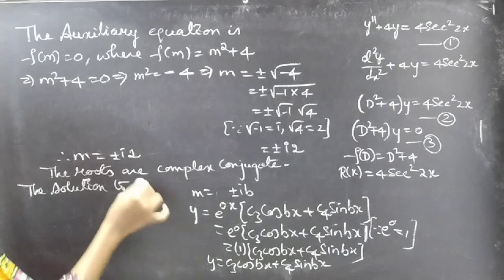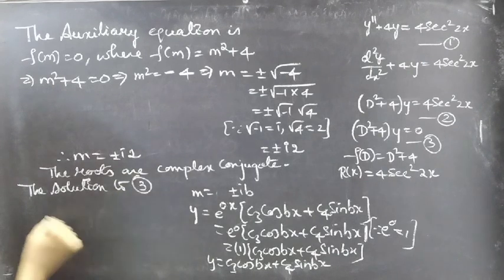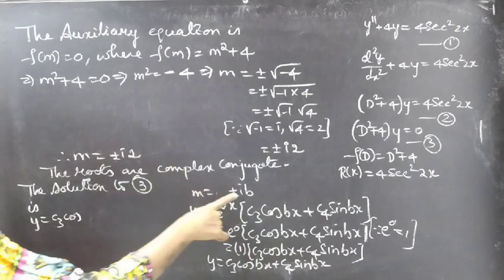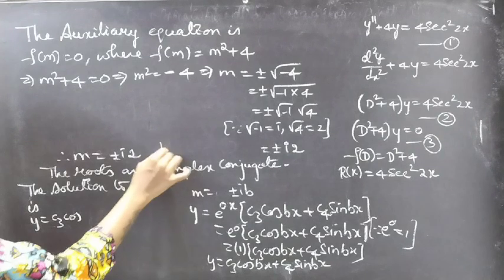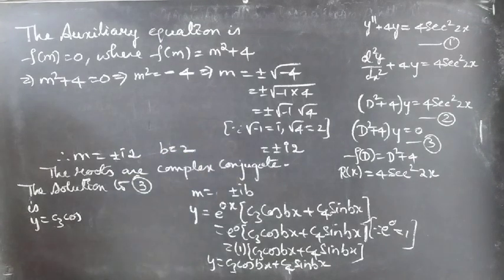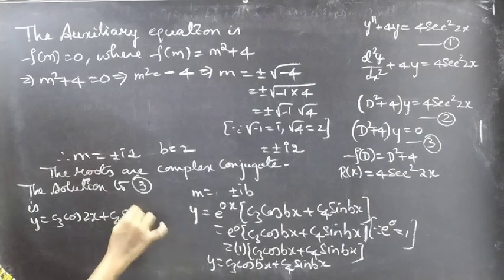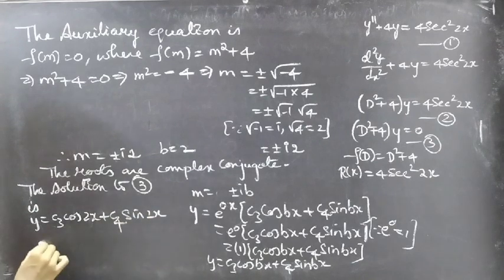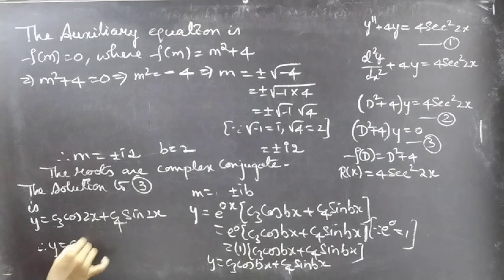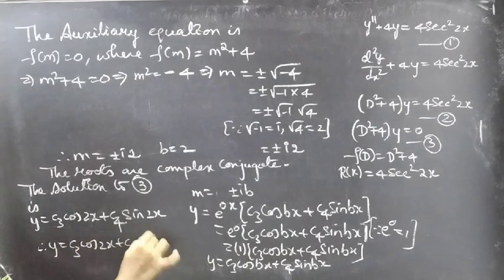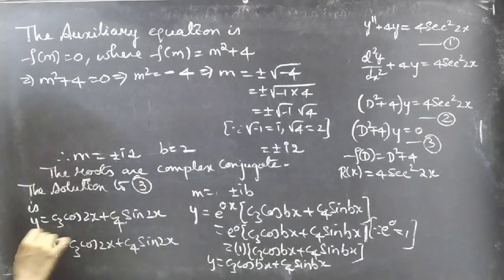Now, coming to the solution of the homogeneous equation. The solution to the homogeneous equation, equation 3, is y = c3 cos, just compare ±2i with ±ib, then for b = 2, you'll have y = c3 cos 2x + c4 sin 2x. Therefore y = c3 cos 2x + c4 sin 2x is the solution to our homogeneous equation.